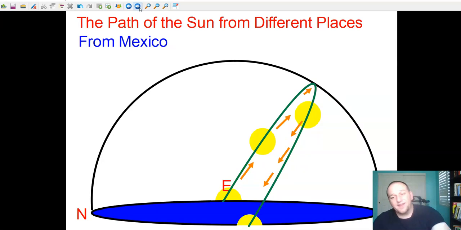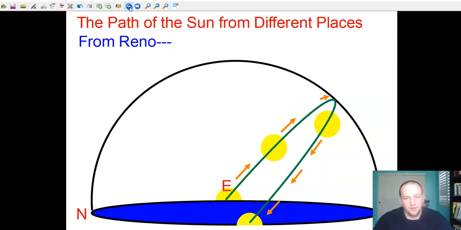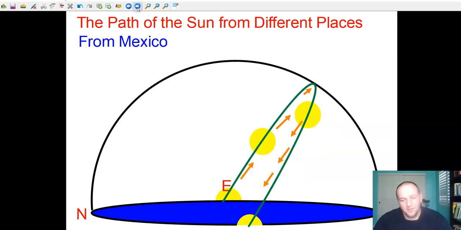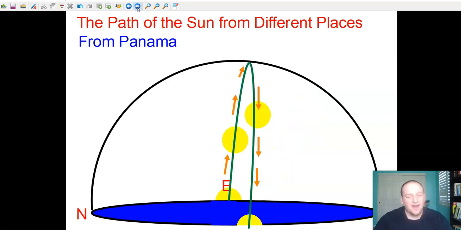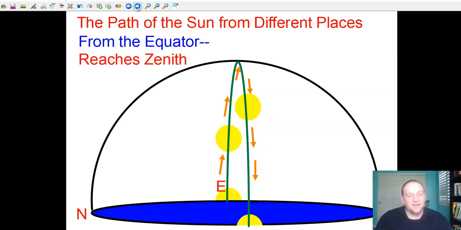In Mexico, the sun actually gets higher in the sky than it does here in Reno. Again, there's Reno, there's Mexico. The sun gets higher in the sky. If we get to, say, Panama, even farther south, the sun will get even higher in the sky, to the point where the sun nearly reaches the top of the sky. Well, it turns out if we get exactly to the equator, that's exactly what happens.